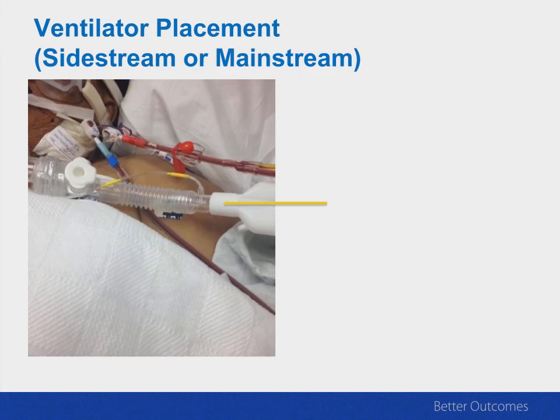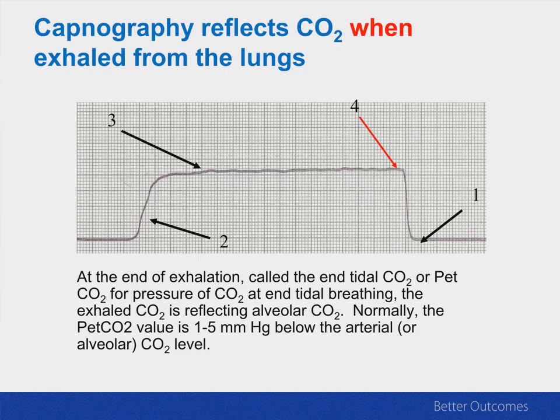So as we go through this, we can also put this in place on people who are on ventilators. This next slide shows a patient who's on a ventilator, with either a mainstream CO2 analyzer or a sidestream. But here's what we're looking for. We're looking at a capnogram. The capnogram has different components.